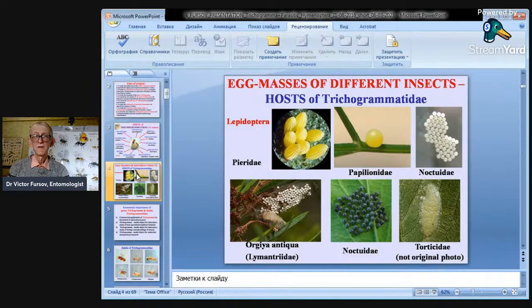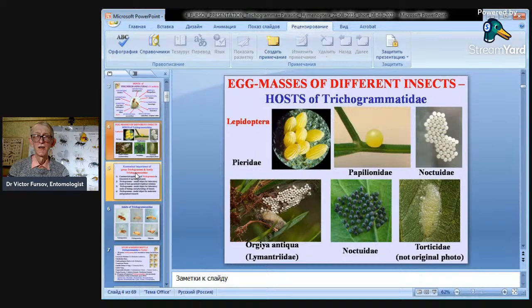So these are samples of different egg masses of different insects, which are hosts of the family Trichogrammatidae, which I am studying: taxonomy, biology, biodiversity, material from different countries. Here the material will be presented about the Turkish Republic.